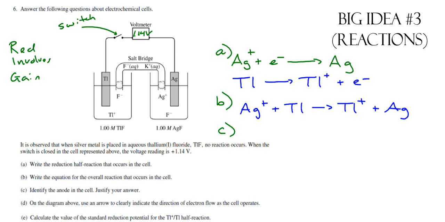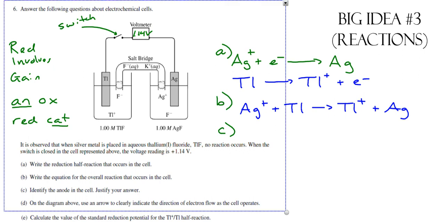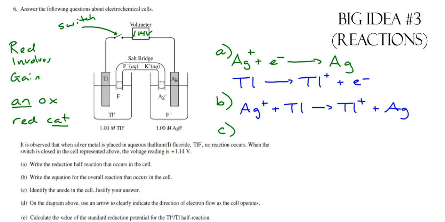So where is the anode here? Well, if you can remember, An Ox and a Red Cat. So here's my cathode, here's my anode. Okay, you can't have an cat. I know you can have a red ox, but you can't have an cat. It's just bad English.